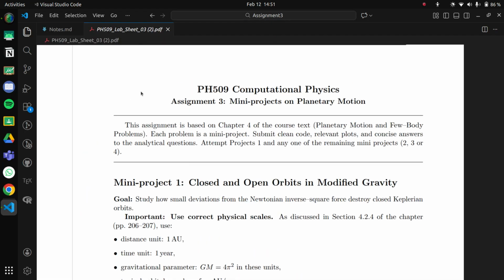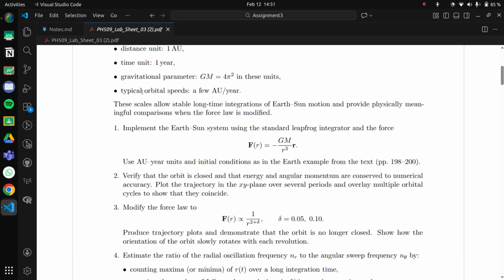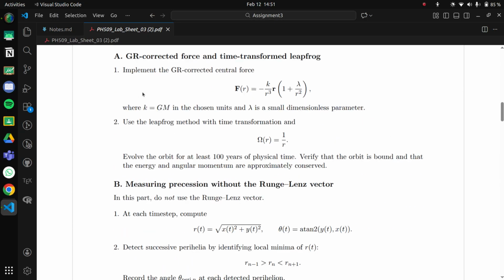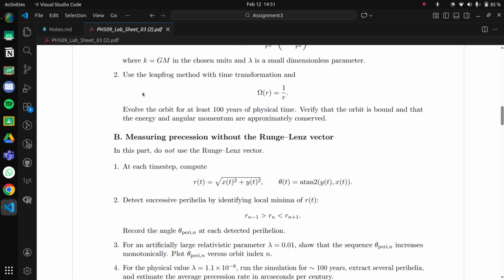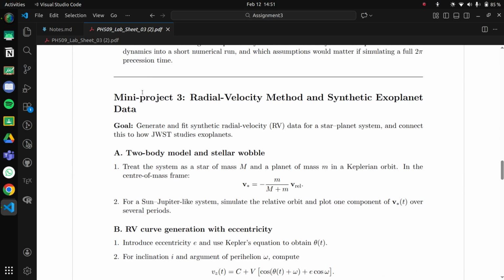Right. So you have mini project 1, which is just simulating an orbit. Mini project 2, which is to find the precession of Mercury. And then the third one, I think, is the radial velocity method and synthetic exoplanet. I've basically done the first two, and those are the core requirements.